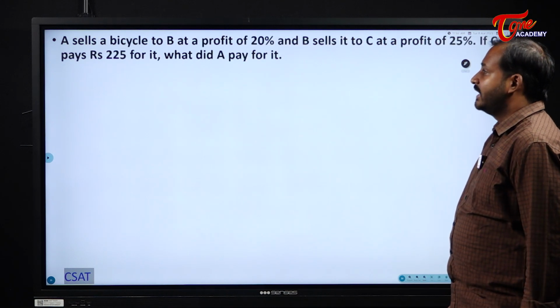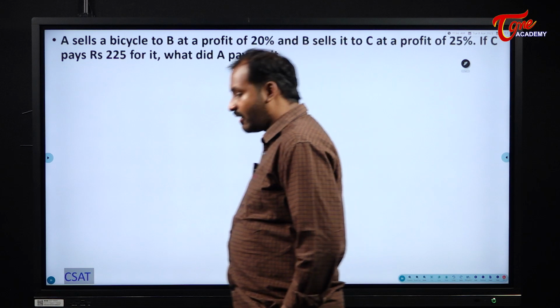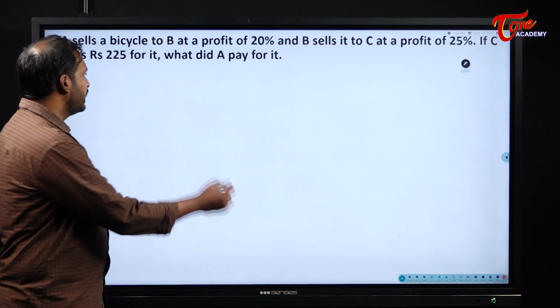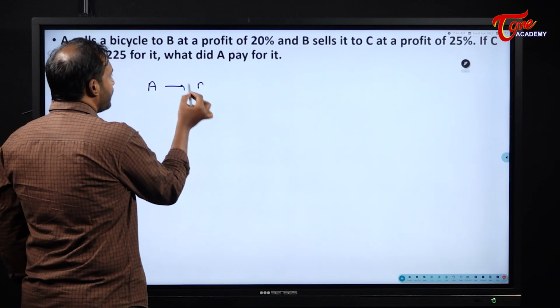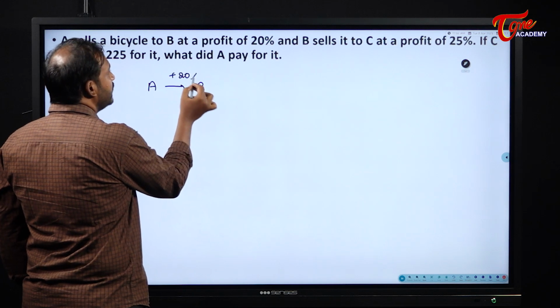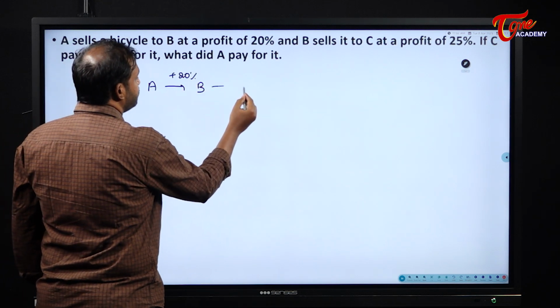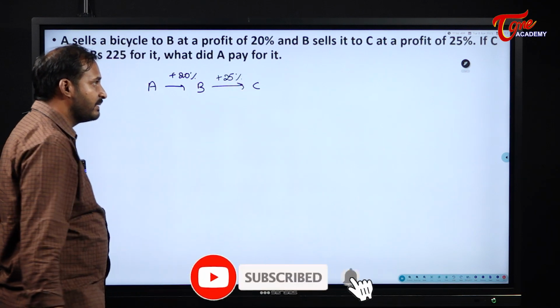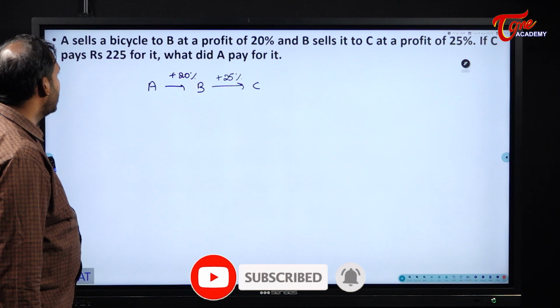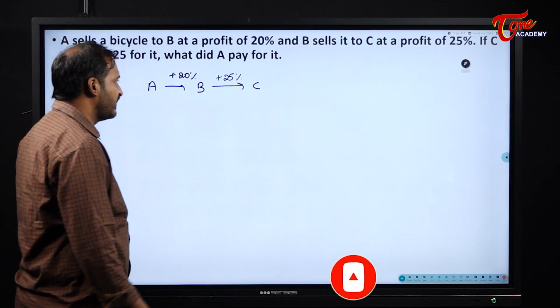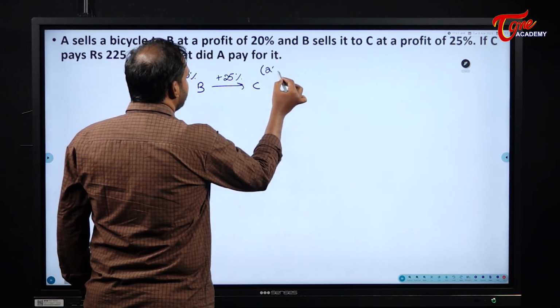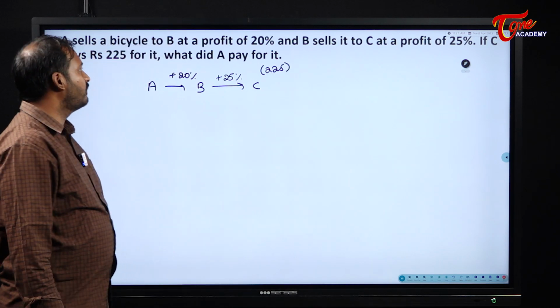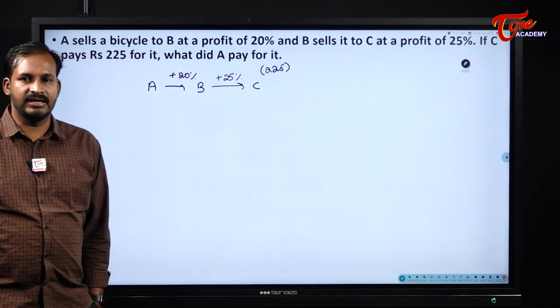Next one. A sells a bicycle to B at a profit of 20%. Okay. From A to B, the price was increased by 20%. Okay. And B sells it to C at a profit of 25%. So from B to C, once again the price is increased by 25% and C pays rupees 225 for it. Now C is paying 225 for it. What did A pay for it?